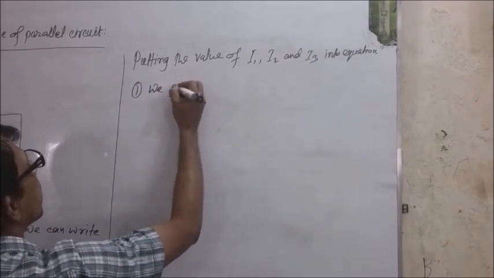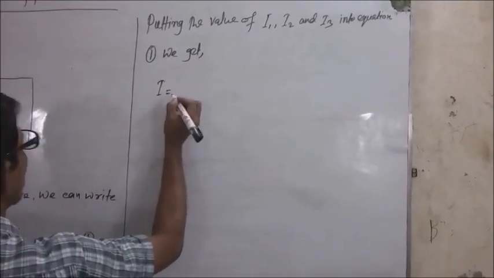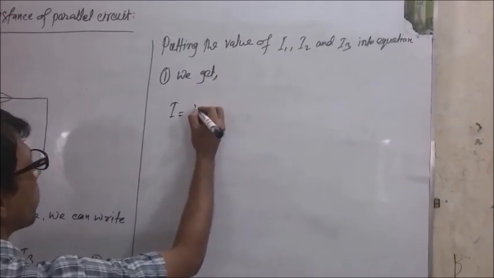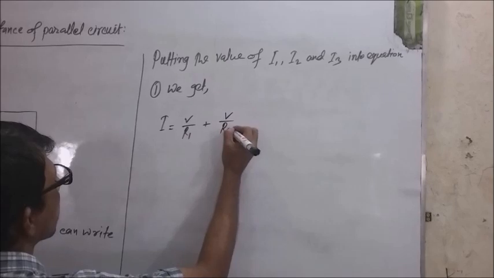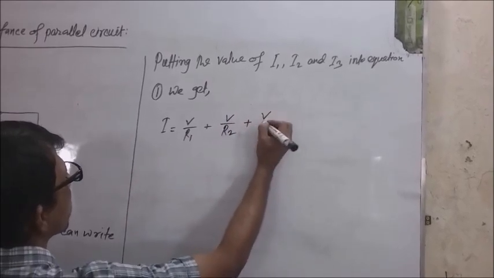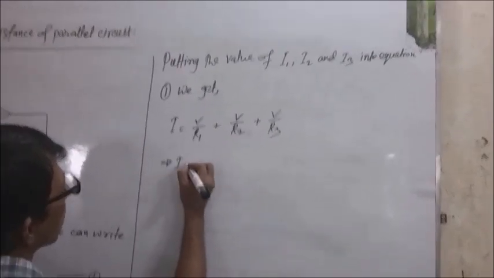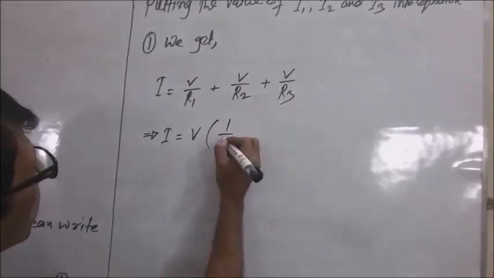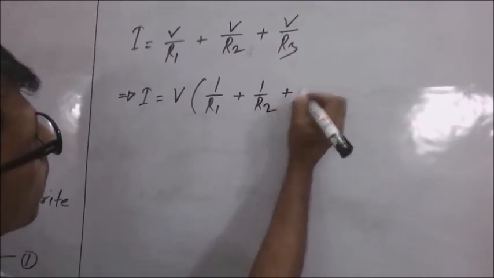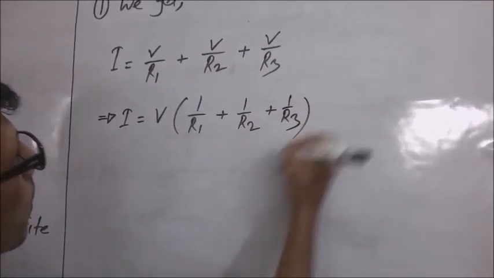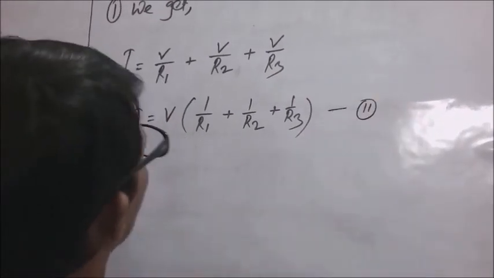we get I equal to V by R1 plus V by R2 plus V by R3, or I equal to V into 1 by R1 plus 1 by R2 plus 1 by R3. Equation number 2.